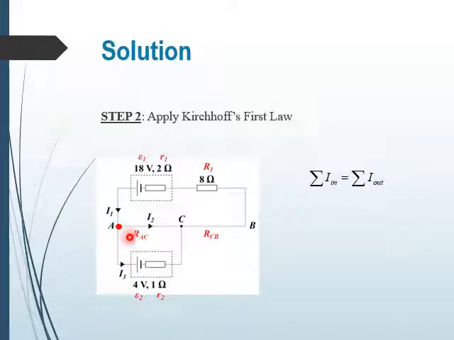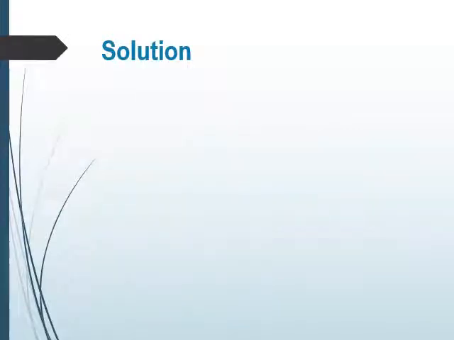If you look at the diagram, the current moving into A is the current I1. And the currents coming out from point A are I2 and I3. Therefore, the equation is I1 equals I2 plus I3. Rearranging the equation, I have I1 minus I2 minus I3 equals 0. And that would be my equation number 1.